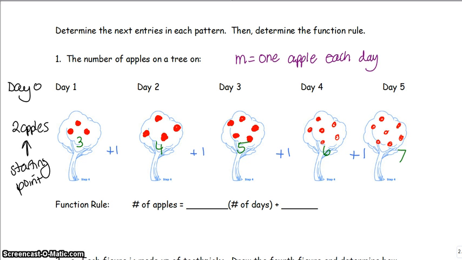So when we look at our equation, the number of apples that we found is that we get 1 apple for every day there is, and we started with 2. So our equation would be y equals 1x plus 2. That equation would model our apples on a tree situation.